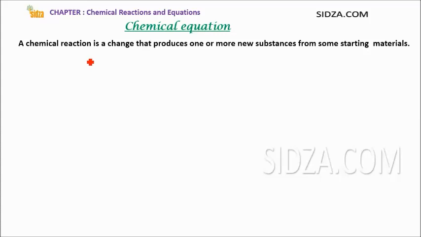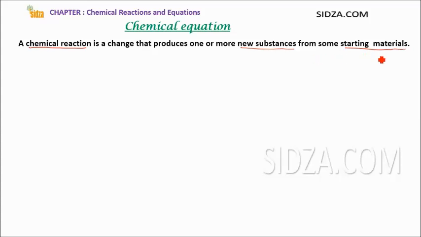Now in this lecture we will discuss the chemical equation: what a chemical equation is and how we write it down. In our last video we learned what a chemical reaction is, right? We learned that in a chemical reaction substances combine and form new substances. New things are generated during a chemical reaction. So that means a process in which new substances are formed from some starting compounds is called a chemical reaction.